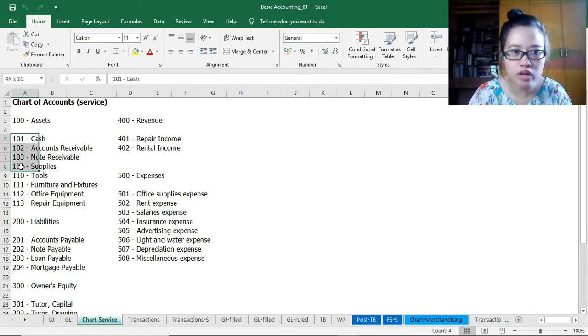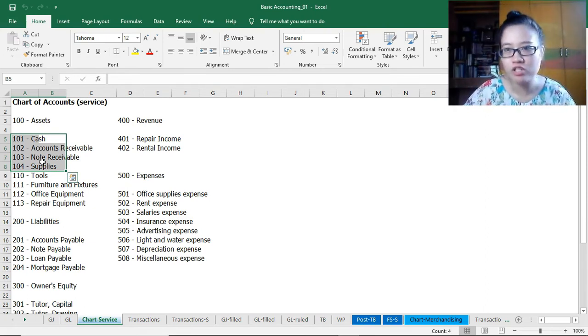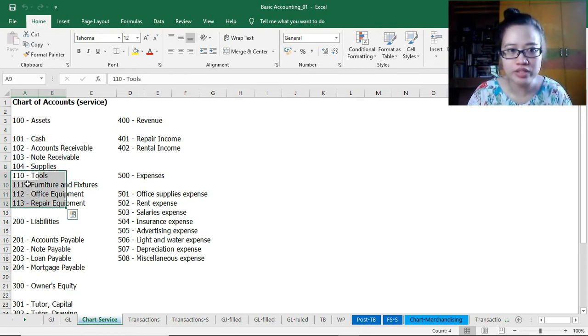If you would notice, ito 101, 102, 103, 104. Ang assets, they can be classified into current or non-current. So, pag sinabing current, ibig sabihin, ginagamit siya for the operations ng business. Okay, so you have your cash, you have your receivables from customers. So, very direct and related sa operation ng business. You have your supplies. And then, itong kasunod, you have 110, 111, 112, 113. Tools, furniture and fixtures, office equipment, repair equipment.